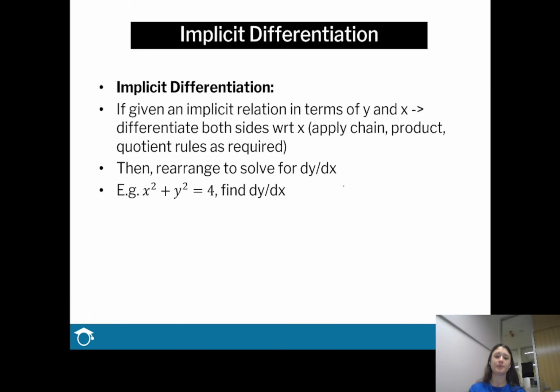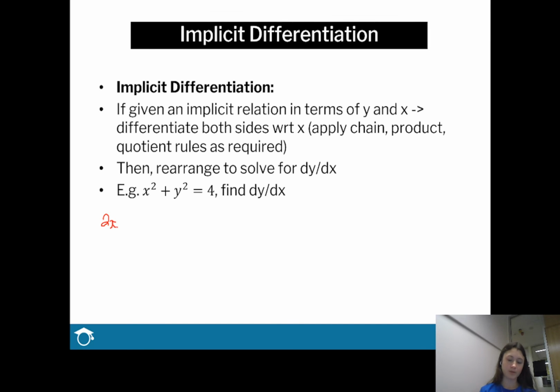So in this case here, if we were finding dy dx, obviously if you remember when we are deriving separate terms, the derivative of the whole equation is going to be the addition of the derivative of each different term. So we can go d dx of x squared plus d dx of y squared equals d dx of 4. So the derivative of x squared with respect to x is nothing we haven't done before. It's just 2x.